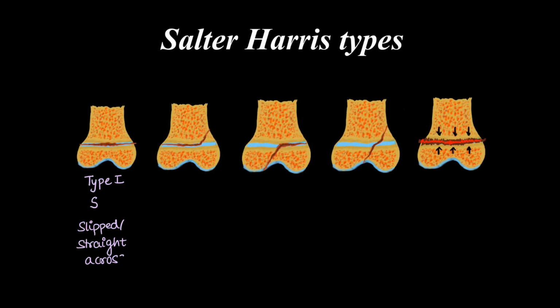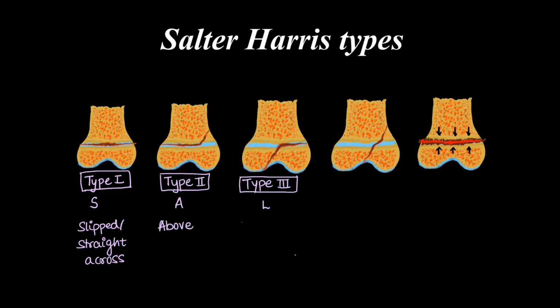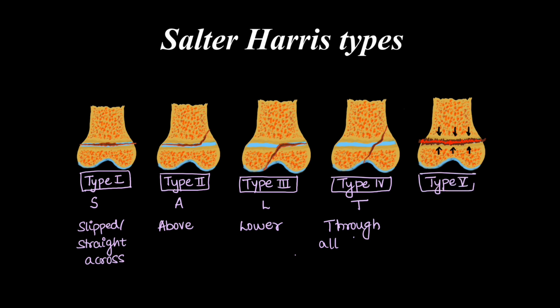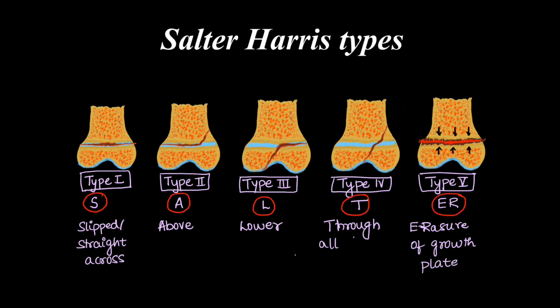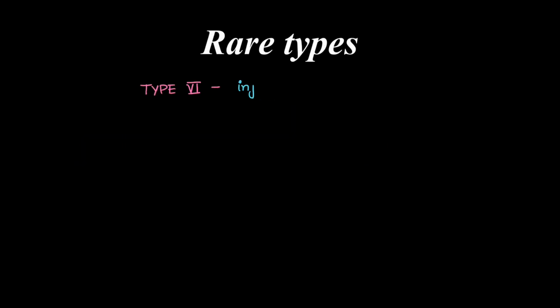This is type 1, S for slipped. Type 2, A for above. Type 3, L for lower extension. Type 4, T for through all. Type 5, ER for erasure of the growth plate. So this will spell out as SALTER. So the mnemonic to remember the 5 types is SALTER.